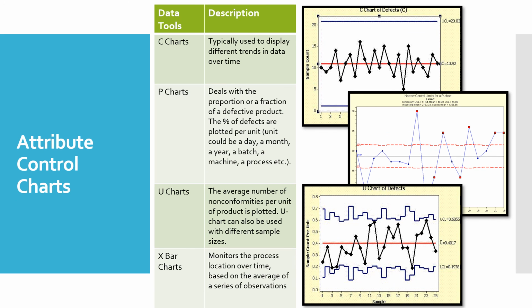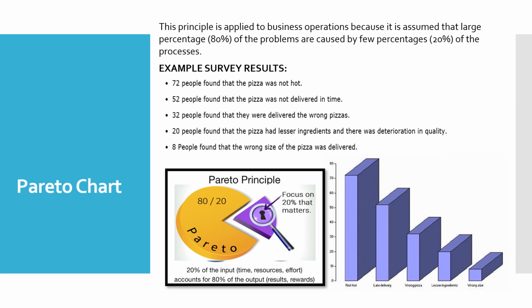So we have the different attribute control charts. They are the C charts, P charts, U charts, and X bar charts. These charts play a vital role in identifying the mean and making the standard deviation less for Lean Six Sigma.